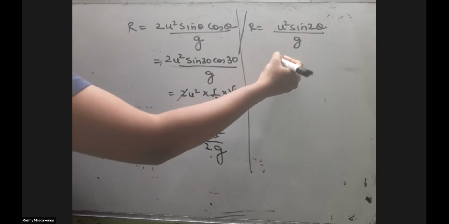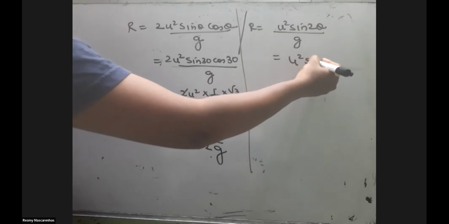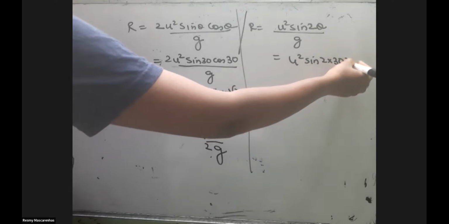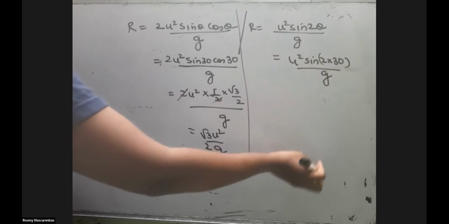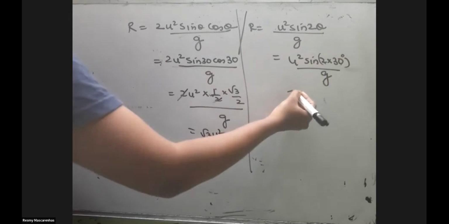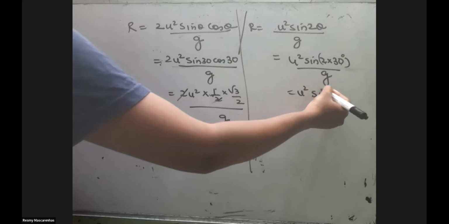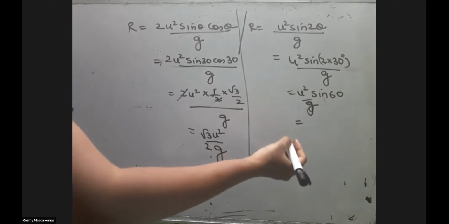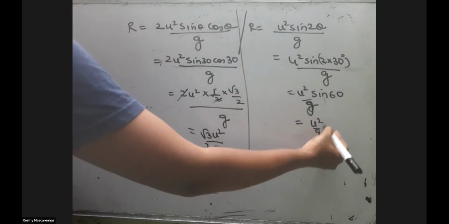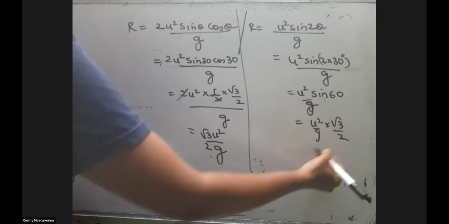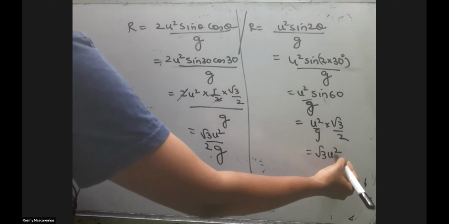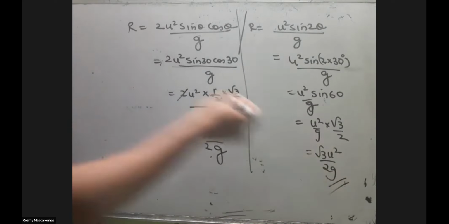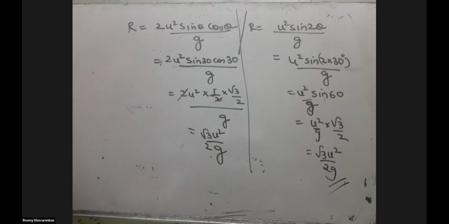Or we also, if you use sin 2 into 30, it would become sin 60 degrees, no? Same answer, both ways. So option A will be the correct answer.